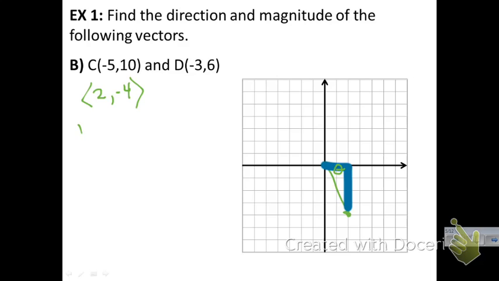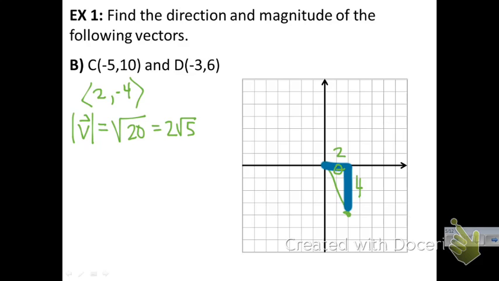So to find the length or the magnitude, we can use the lengths on the triangle. We have 2 this way and 4 this way, so 2 squared plus 4 squared. 2 squared is 4 and 4 squared is 16, so that gives us the square root of 20, which reduces to 2 root 5. Or you can give me the decimal form of that number as well.